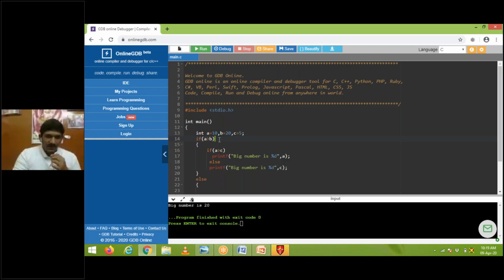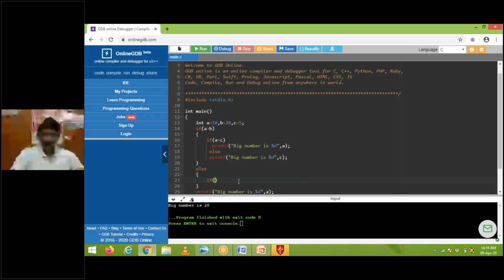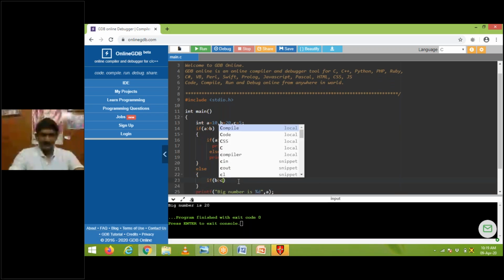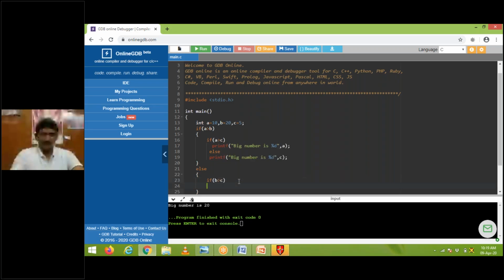Okay, if A is greater than B is not at all true, that means B is obviously big. Then you have to check the B value with C value only. Okay, that means in else you have to declare if B greater than C only. Because it is obviously A is greater than B is not true, means B is big. Now we will check the B value with C value. If it is true, then obviously it will print the statement B is big.